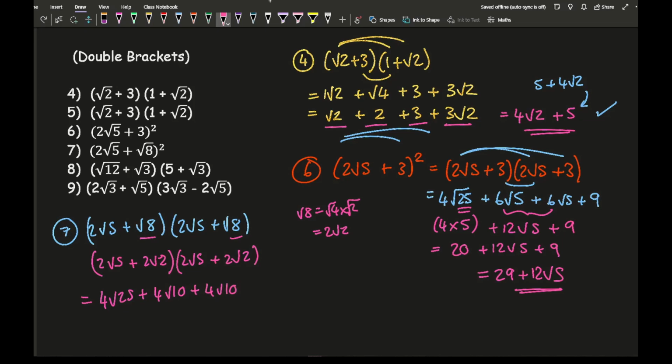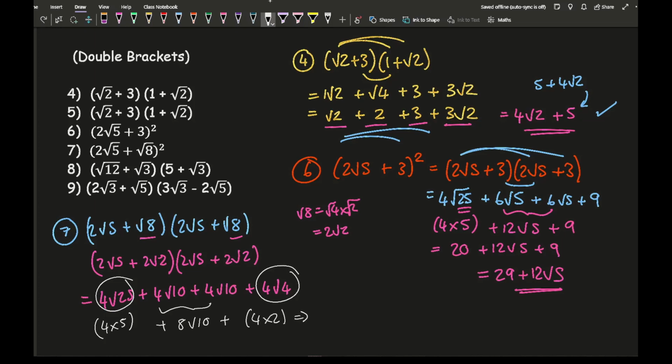So then expanding the brackets, we get 4 root 25 plus 4 root 10 plus 4 root 10 plus 4 root 4. Then looking at this, I can simplify root 25 as 4 times 5. I can collect these two things here, so that becomes 8 root 10. And I can simplify root 4 as 4 times 2. Then working this out, 4 times 5 is 20. 4 times 2 is 8. So then that becomes 28 plus 8 root 10. And there's my final answer.